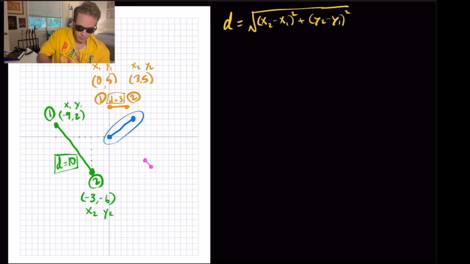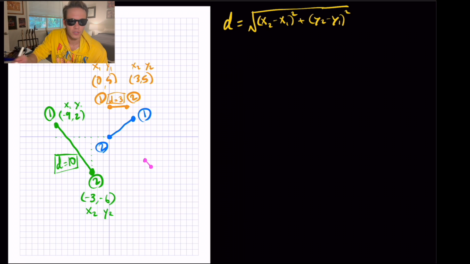Next up, looking at this blue one, again, call one point 1 and then call the other point 2. So let's switch it up, we'll go 1, 2. It doesn't matter which point you call 1 and which one you call 2. Just assign each of them one or the other, and then find your coordinate values, or your x and y values for each point.